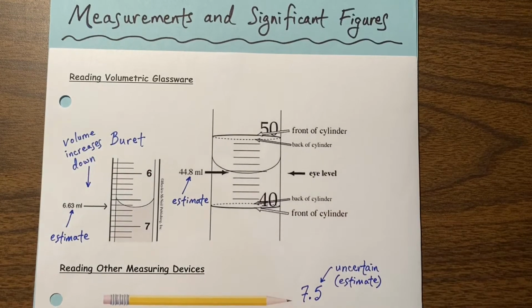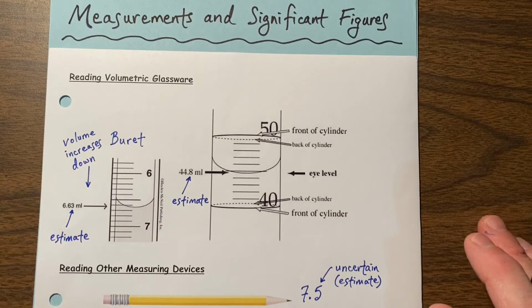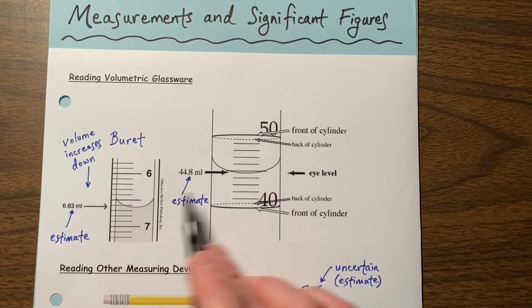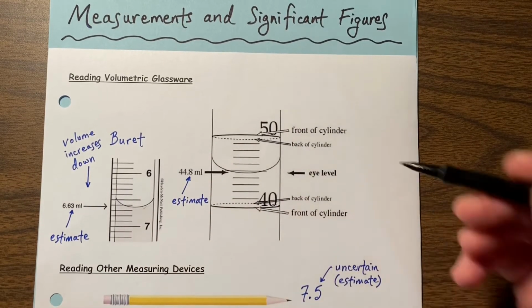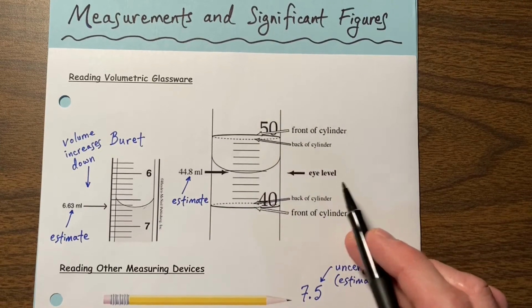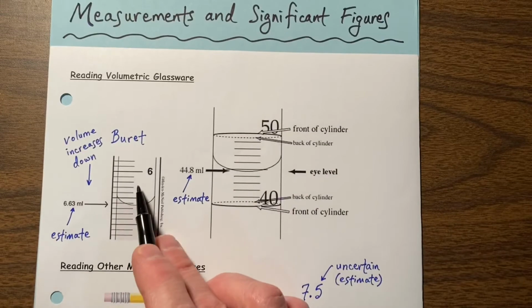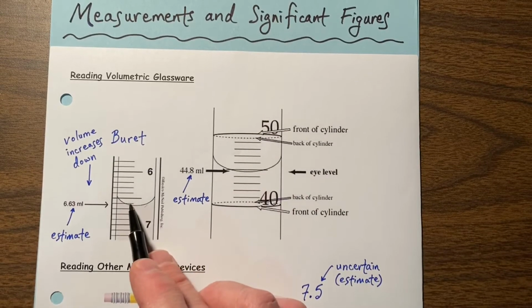But if you look carefully, and it would help to put your hand behind the glassware so you can see this dark line. You actually can see it if you look carefully. You have to be at eye level to read a meniscus properly. So this would be a volume of 6.6.